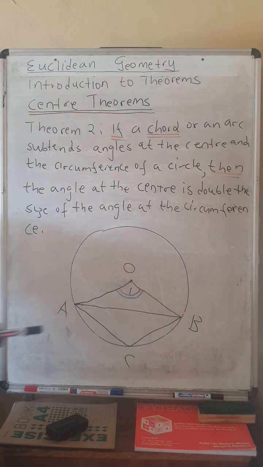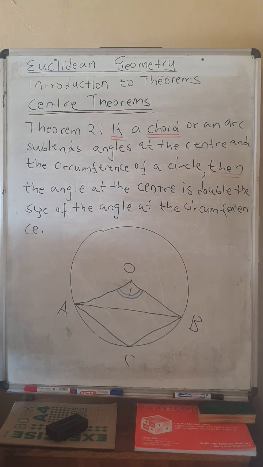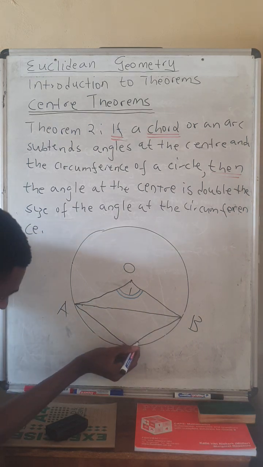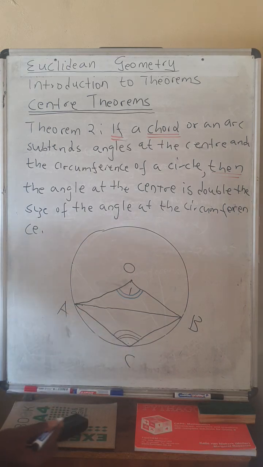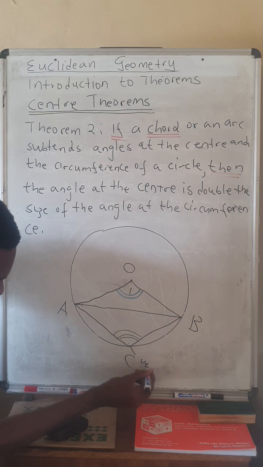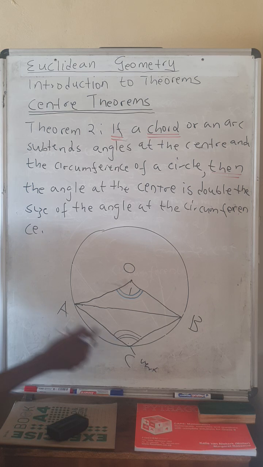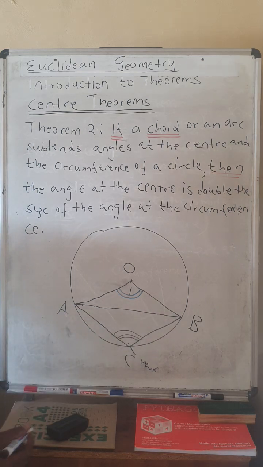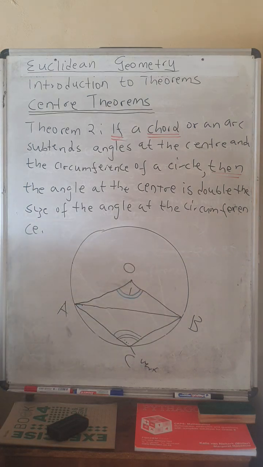But the question is, is chord AB subtending any angle at the circumference? Yes, chord AB is subtending angle C at the circumference. You can see C is an angle at the circumference. Why am I saying angle C is at the circumference? Because the vertex is at the circumference, and the arms are chords. This arm is a chord, this arm is a chord. Therefore, this angle is at the circumference. But is this angle subtended by the same chord which subtends the angle at the center? Yes.